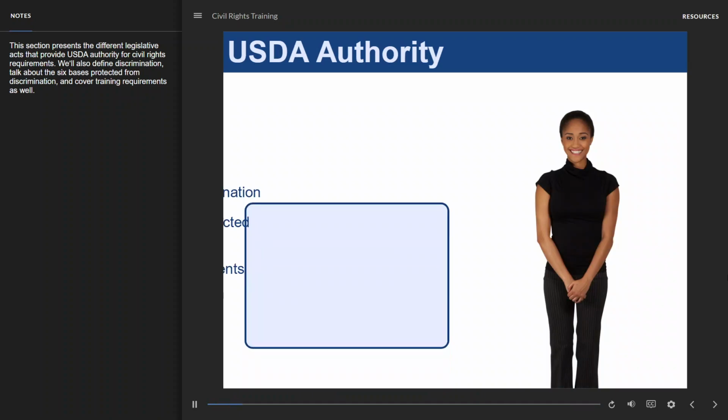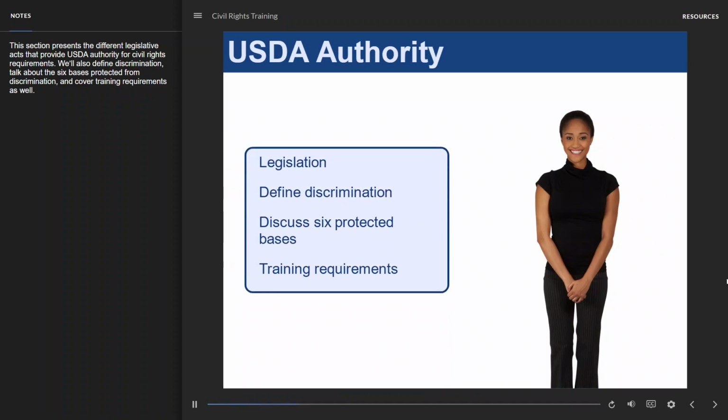This section presents the different legislative acts that provide USDA authority for civil rights requirements. We'll also define discrimination, talk about the 6 bases protected from discrimination, and cover training requirements as well.